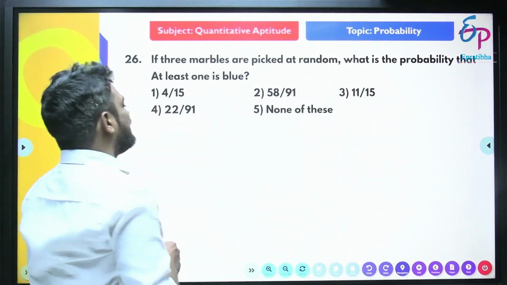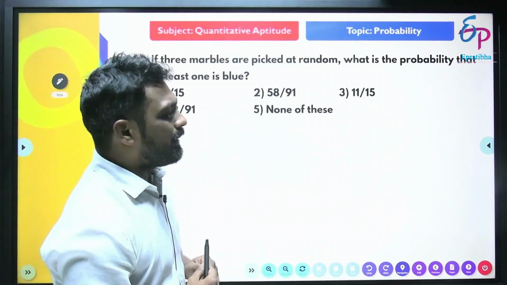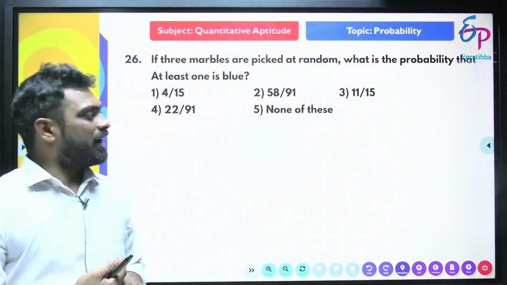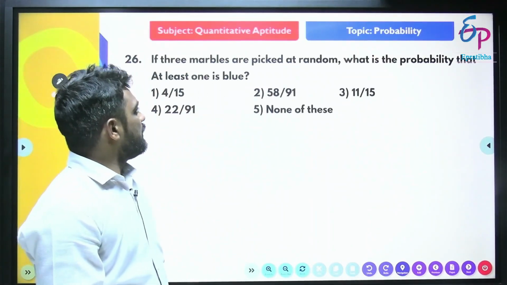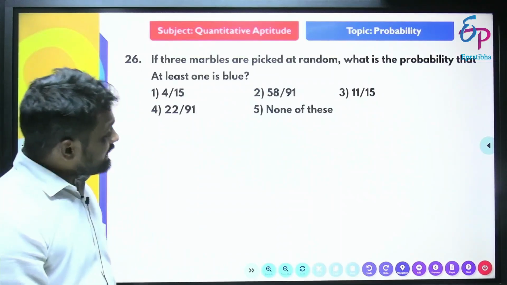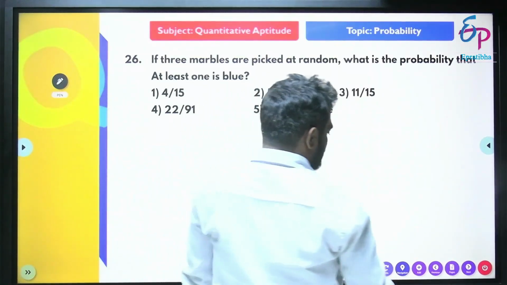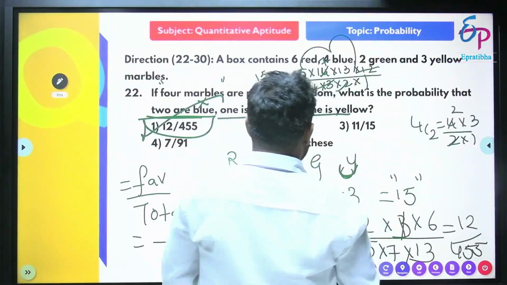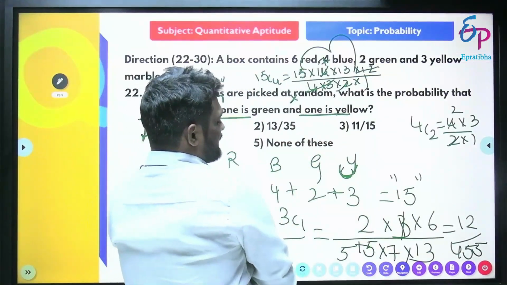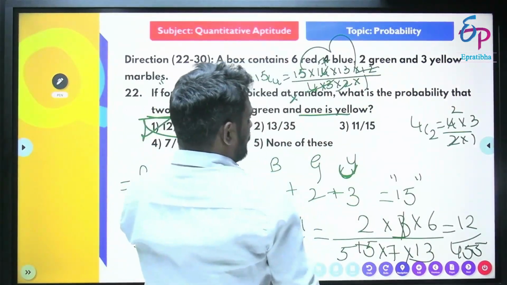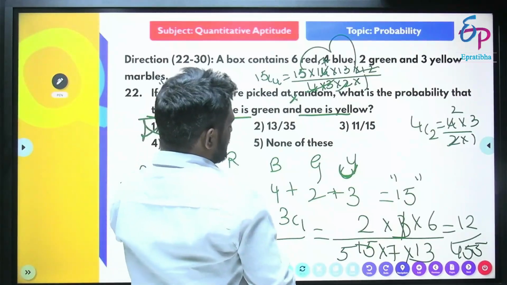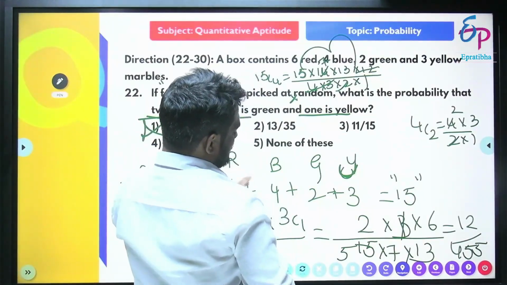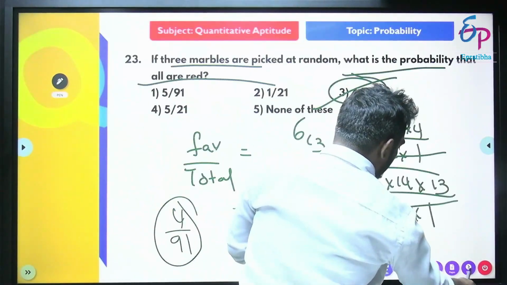If three marbles are picked at random, what is the probability that at least one is blue? Three marbles are picked at random, so from 15 we have to pick three marbles. At least one is blue. From the four blue marbles, at least one marble we have to pick.